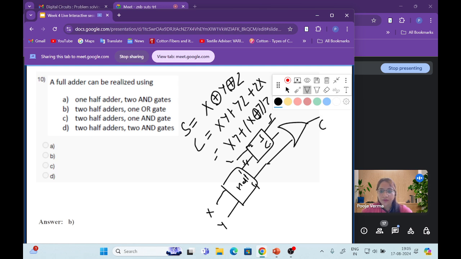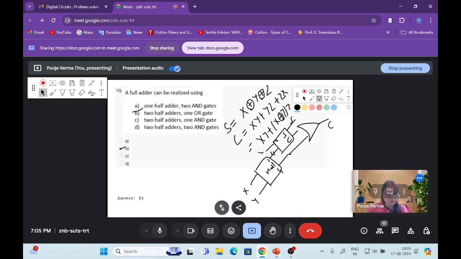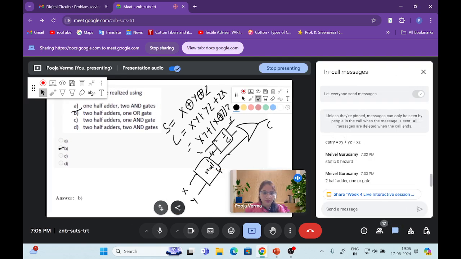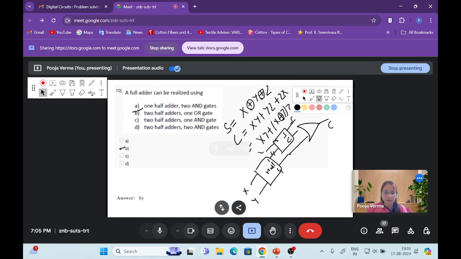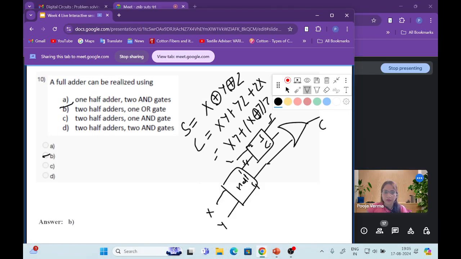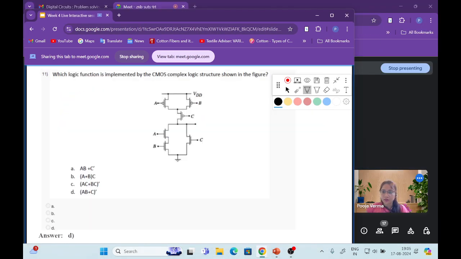So two half adders and one OR gate are required to realize a full adder. So option B is the correct answer for this question. Okay. Yes, two half adders and one OR gate are required. So moving to the next question.